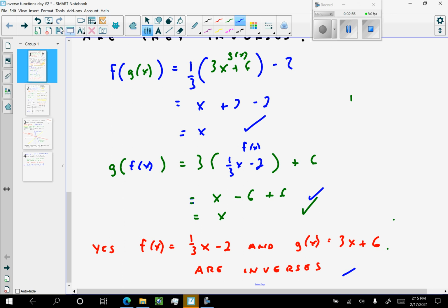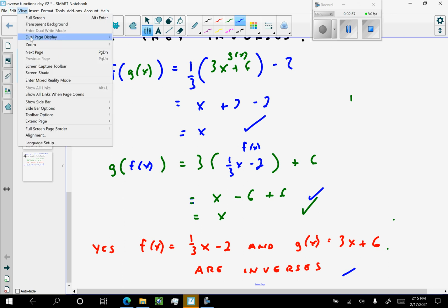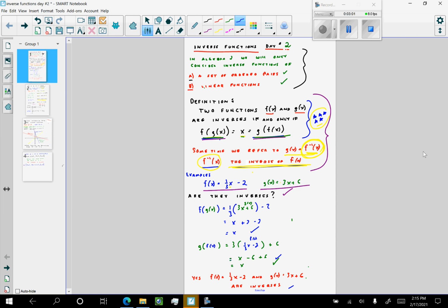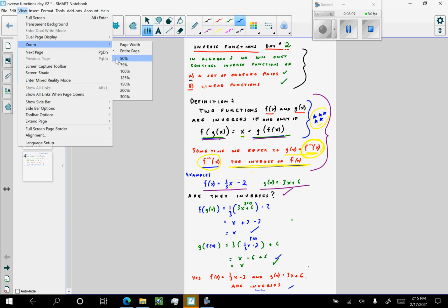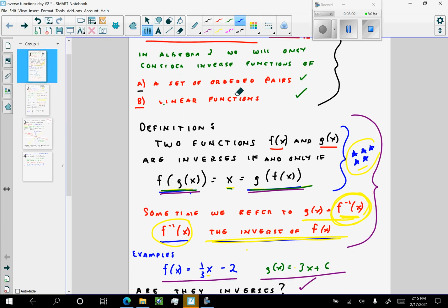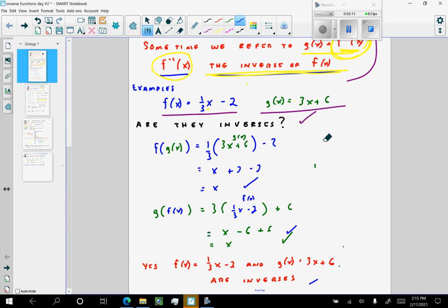I'll zoom out and let you get a good picture of that. Entire page, right there it is. Take a picture. Take some notes. Let me zoom to 200%. And there's the check right here. This is the important part of that problem, and you need to know the definition. Here we go.